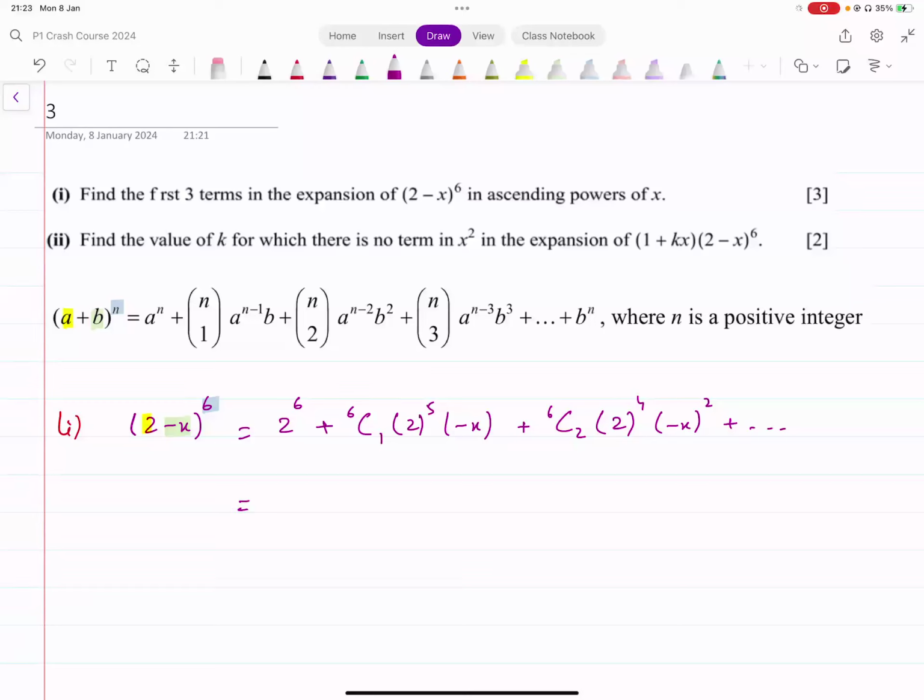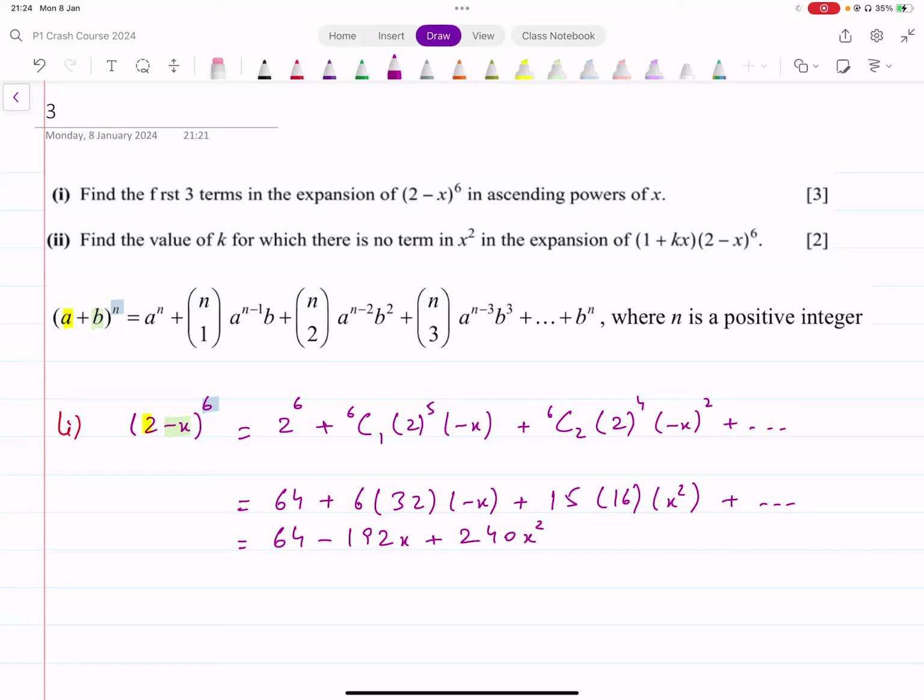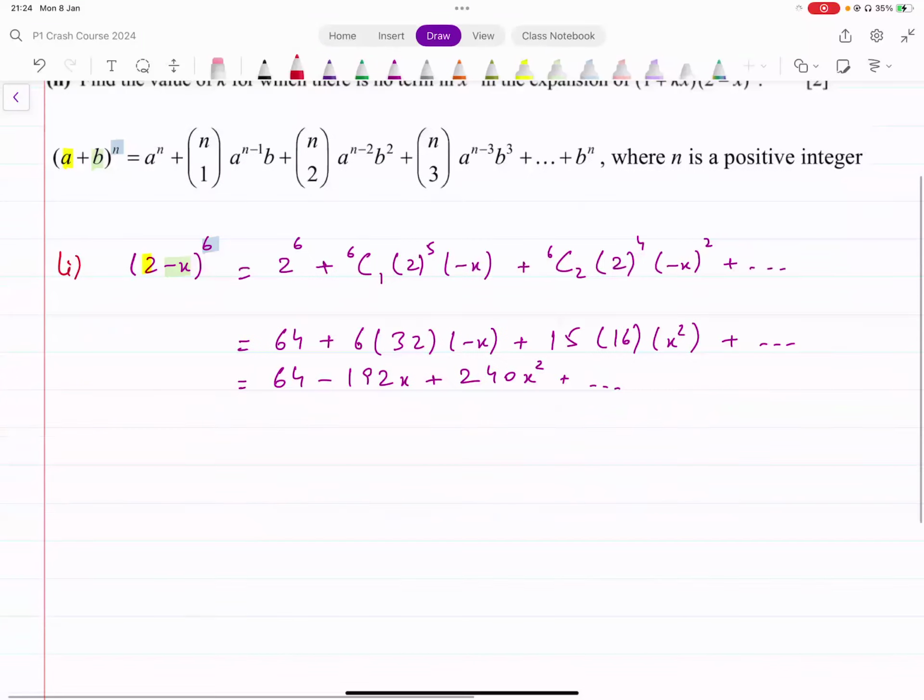2 raised to power 6 is 64. 6c1 is 6 into 2 raised to power 5 is 32 into minus x. 6c2 is 15. 2 raised to power 4 is 16 into x squared, because minus x whole squared is something that's positive. Simplify this, and that gives you 64 minus 32 times 6, that's 192x, plus 240x squared. That's the expansion that we have. That was the first part. We just had to expand the first three terms of this expansion. Okay, that was pretty straightforward, I think.